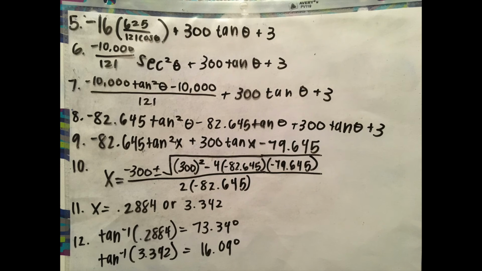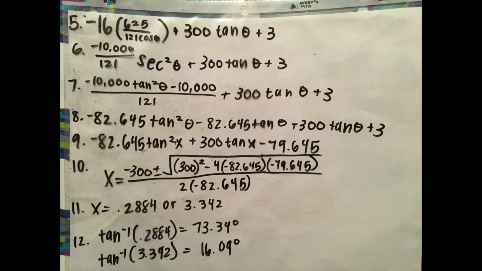Next I divided the values in the first part of the equation to simplify it. So I got negative 82.645 tangent squared theta minus 82.645 plus 300 tangent theta plus 3. Then I simplified that even more to get negative 82.645 tangent squared x plus 300 tangent x minus 79.645. Next, I plugged that into the quadratic formula so that I could solve for my x values.